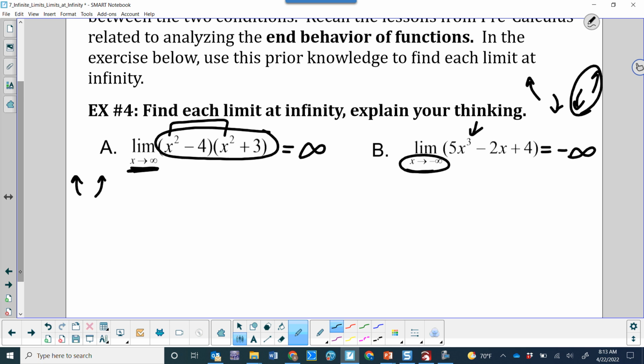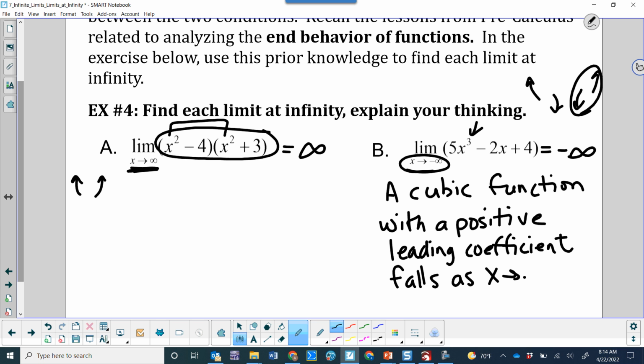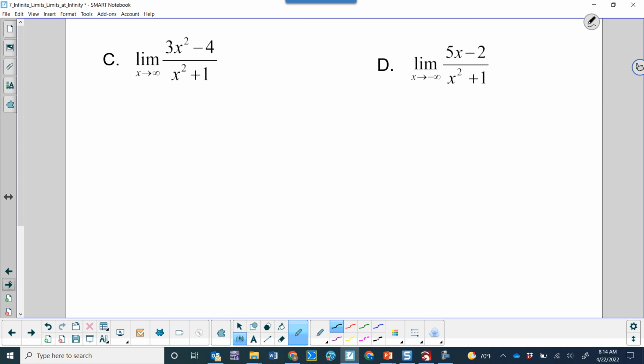So let me write this explanation out. A cubic function with a positive leading coefficient, that's the 5, just means the one in front of the largest term there. Positive leading coefficient falls as x goes to minus infinity. So then that means that f of x goes to minus infinity, okay? So that's an explanation, putting a little bit of calculus in it.